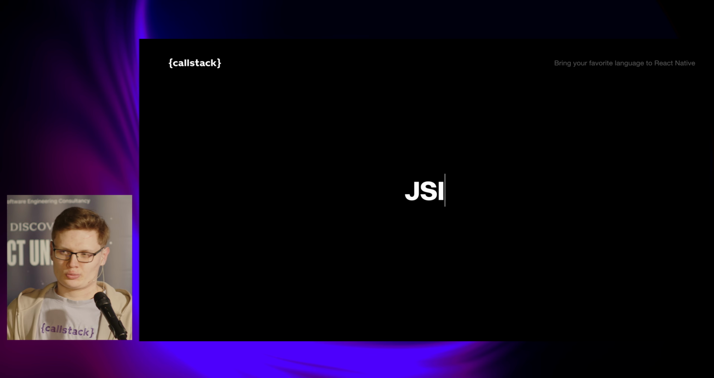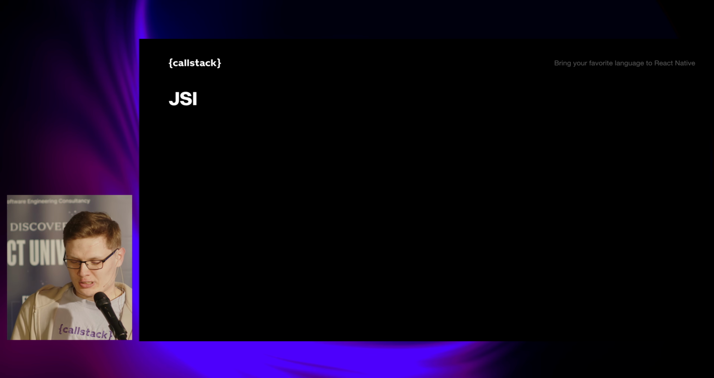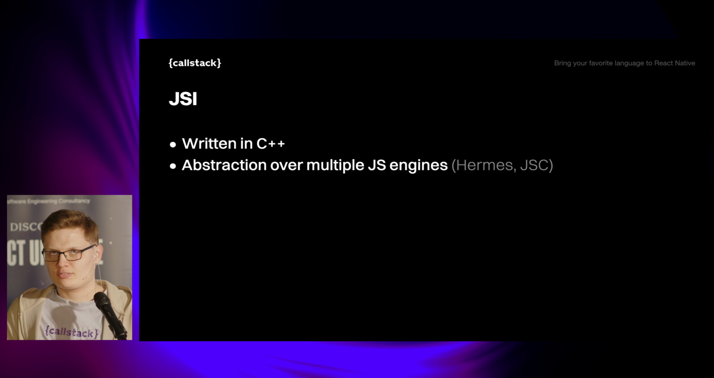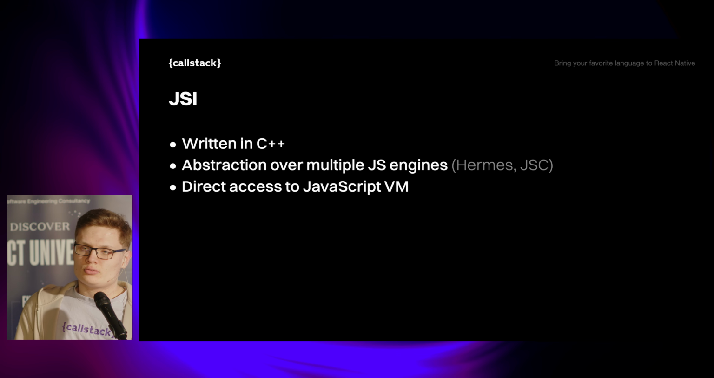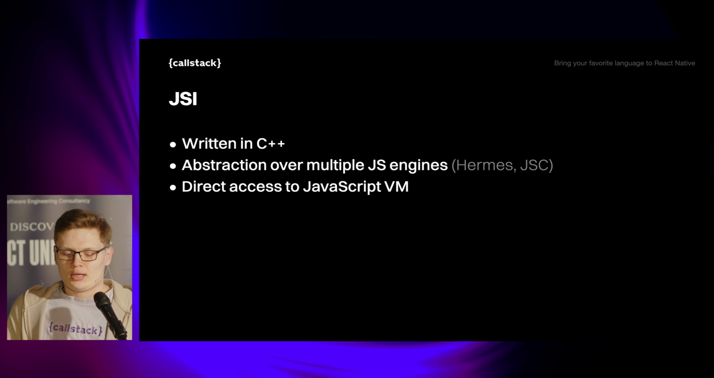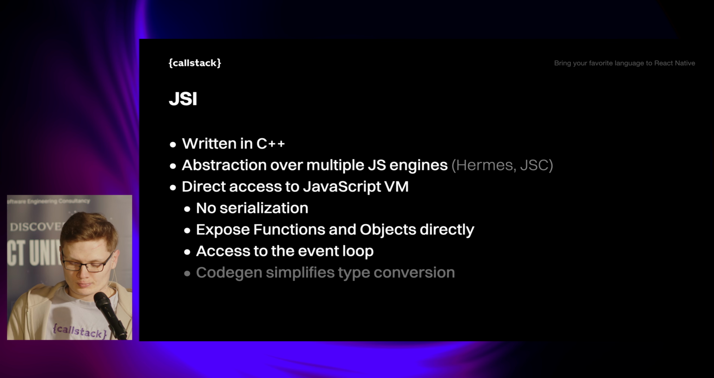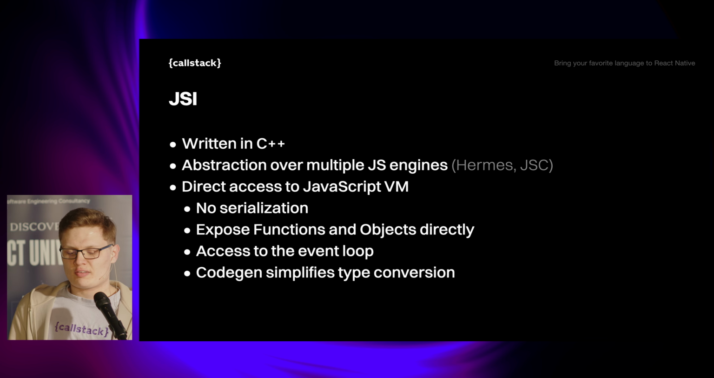So let's quickly go deep into the JSI. What is it really? It's written in C++. It's an abstraction over multiple JS engines, such as JavaScriptCore of Safari and Hermes, written specifically for React Native from Meta. It allows for direct access to JavaScript virtual machines, so there is no serialization involved. You can expose functions and objects directly, and you have access to the event loop, which gives us a lot of opportunities. We also use CodeGen to simplify the complex type conversion. So you can pass an object from JavaScript to C++, and the resulting object is an instance of a struct. So it's all typed and safe.